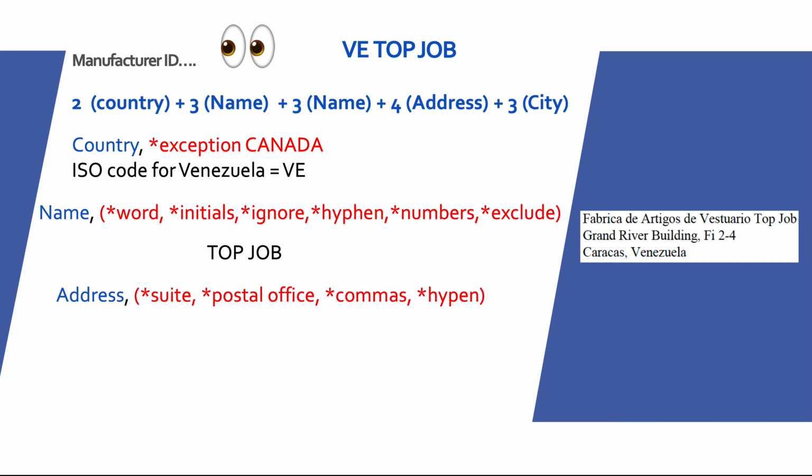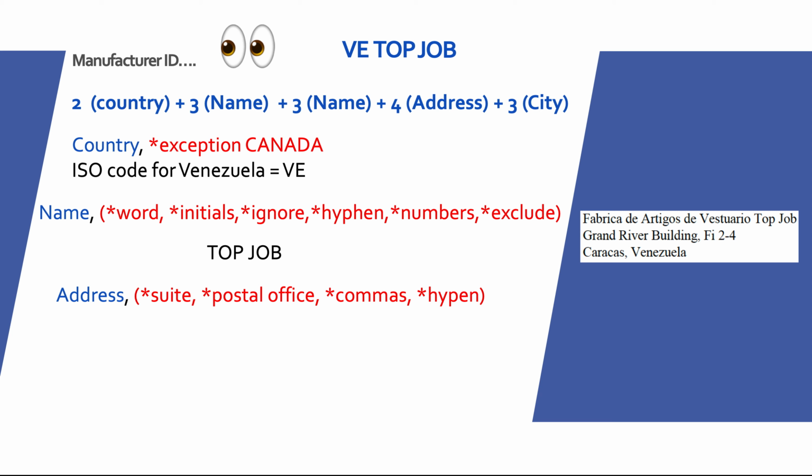Now let's go to the address. Remember, here you have to focus on the street address line. Do not get confused with the zip code or any other numbers that you might find in your information. Please focus on your street address line. Find the largest number and then work with that. If you have a suite or a postal office number, which would be the bigger number, then use that. If you have any commas or hyphens, ignore those.